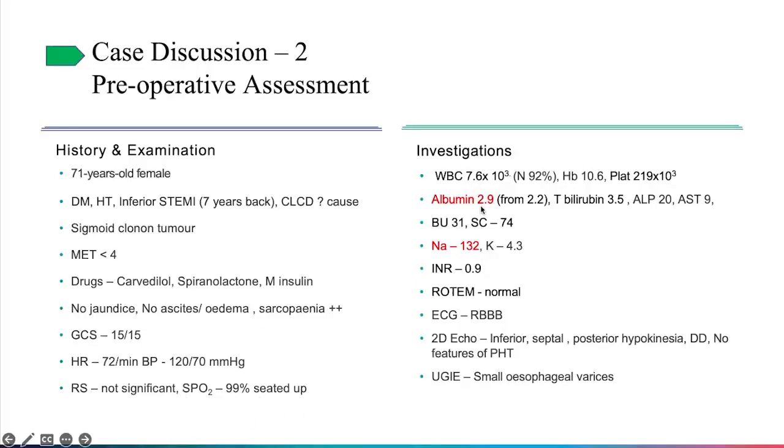So the significant investigation findings: initial albumin was 2.2, but after nutritional optimization, it picked up to 2.9, and renal functions were normal, and sodium was a bit on the low side, 132. ROTEM was normal. ECG showed right bundle branch block, and 2D echo showed multiple hypokinetic segments, diastolic dysfunction, but no features of pulmonary hypertension. Upper GI endoscopy done sometime back showed small esophageal varices.